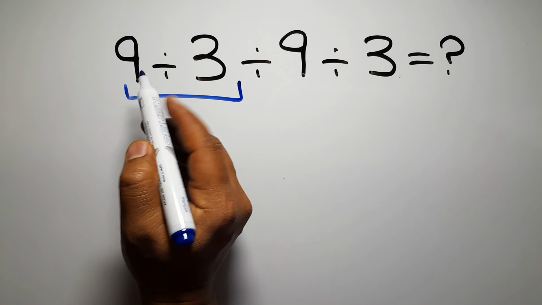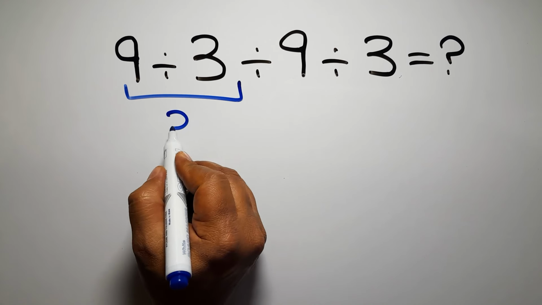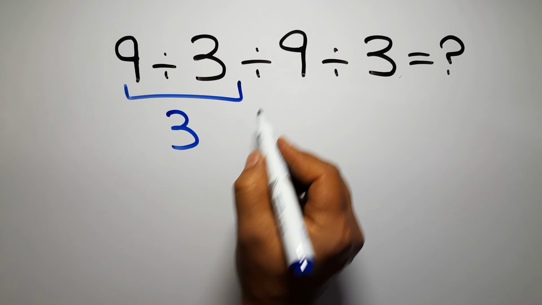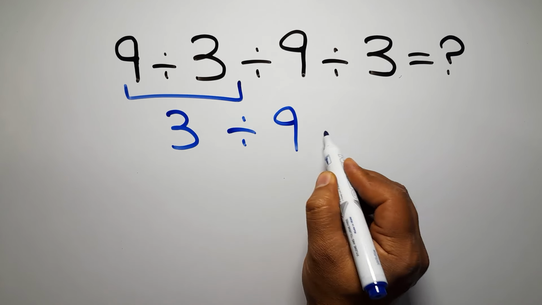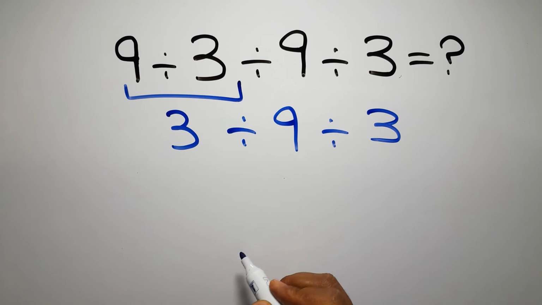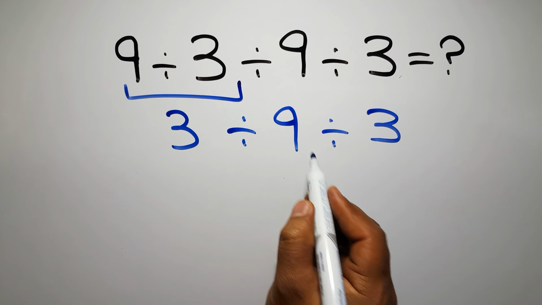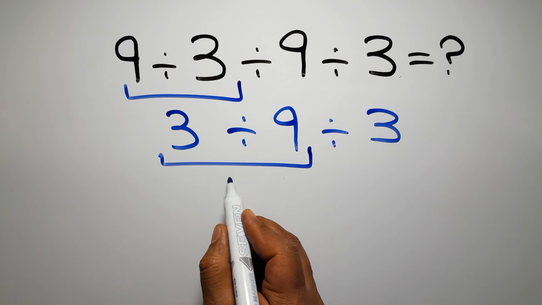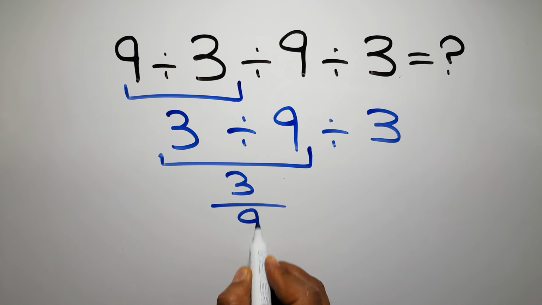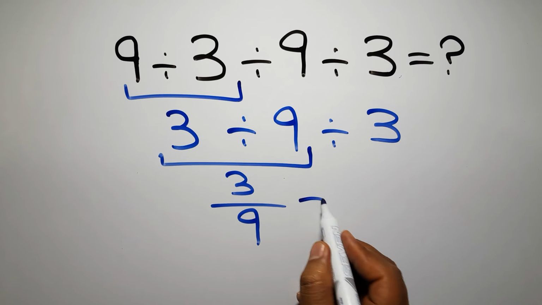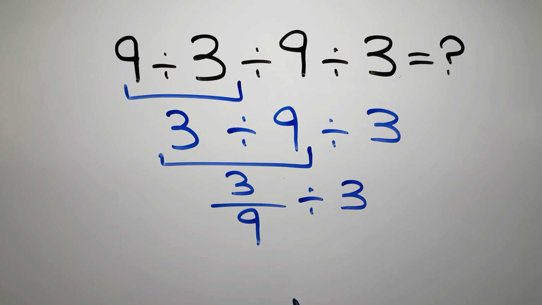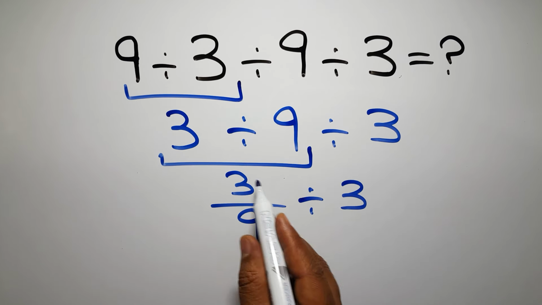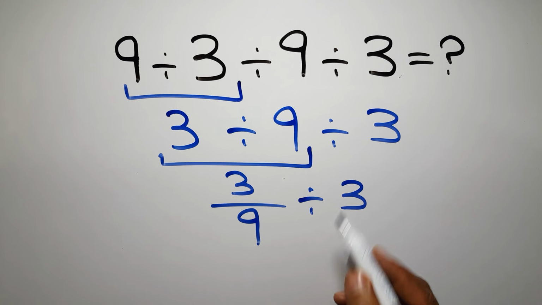So first this division, 9 divided by 3 gives us 3. So 3 divided by 9 divided by 3. 3 divided by 9 can be written as 3 over 9. Then divided by 3. So we have this fraction divided by this number.